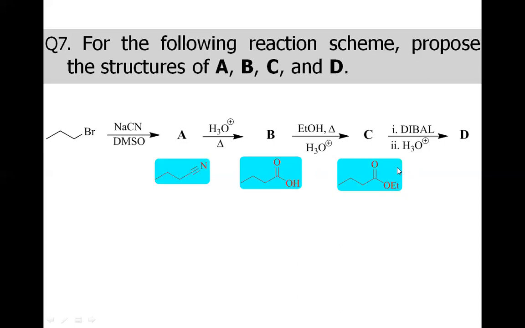The last part is the reduction using diisobutyl aluminum hydride, which is called DIBAL, which selectively reduces the ester into the aldehyde. So now we have this 4 carbon aldehyde, which is called butanal. So we started from propyl bromide and ended with butanal, using these 4 steps.